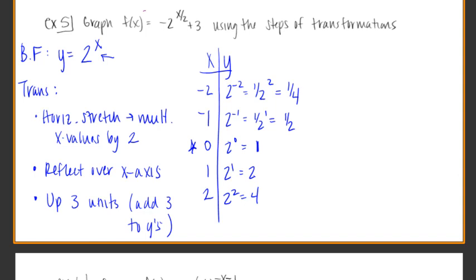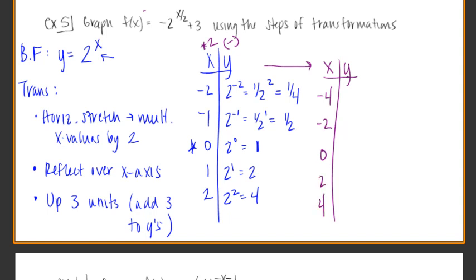Okay, so let's see how many we can get of these things. Horizontal stretch, so we're going to multiply those x values by 2. We're going to reflect it over the x-axis, so we need to switch the signs on the y's. Okay, so it looks like we're going to have to do a couple of these t-charts just real quick. So -4, -2, 0, 2, and 4, doing that horizontal stretch. Switching those values, so -1/4, -1/2, -1, -2, and -4. And then last but not least, let's add 3 to those y's.